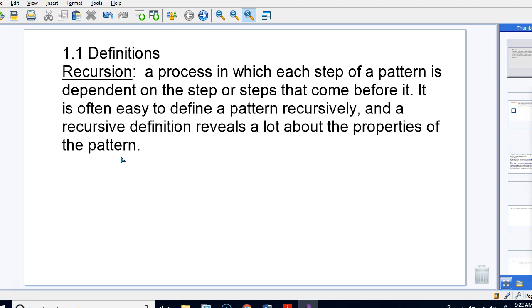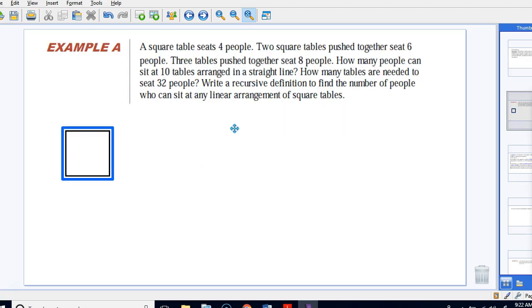Alright, so we kind of need to know what the next step is. You need to know what the previous step was in order to get to the next step, and you need to know that one to get to the next step. So I'm going to give you an example of what this really looks like. Alright, so we look at this example A.